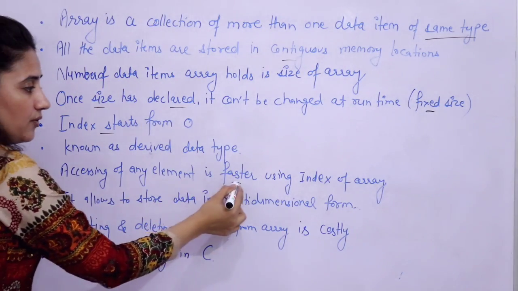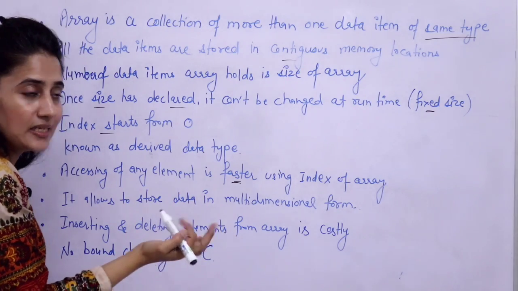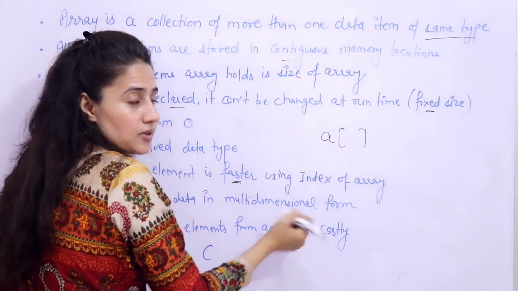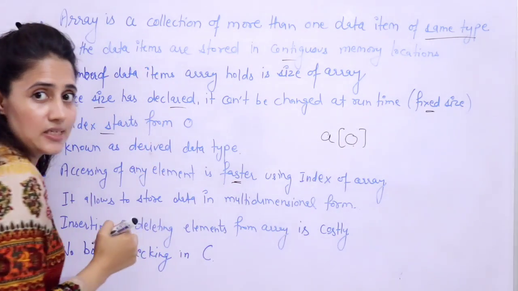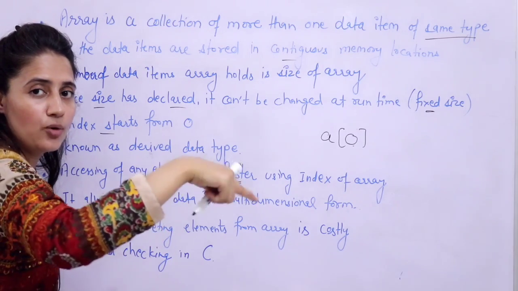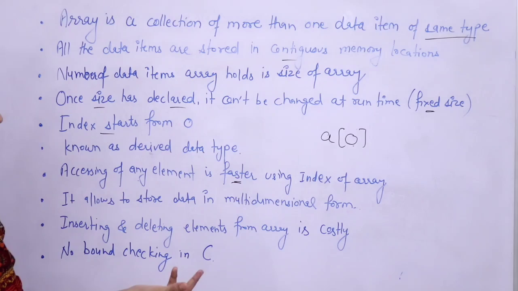Accessing an array element is faster using the index of the array. How do we access it? Just write down the name of the array and here in brackets the index. The index always starts from 0, so if you want to access the first element, then a of 0. So it is faster. Random access is possible. Directly you can access any element of the array in constant time. So these are the advantages of arrays.